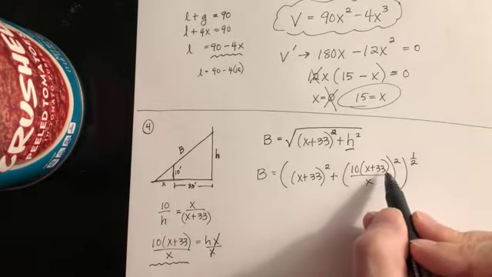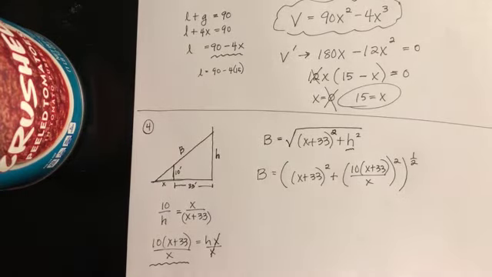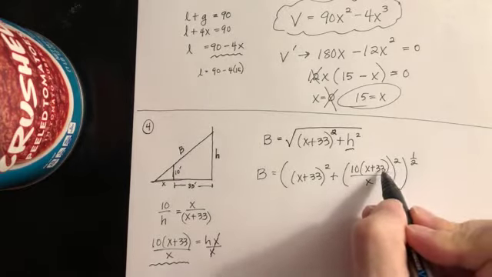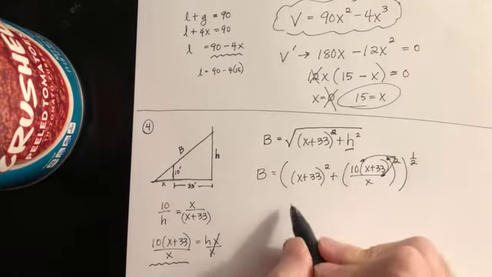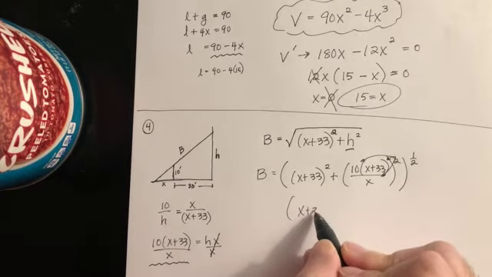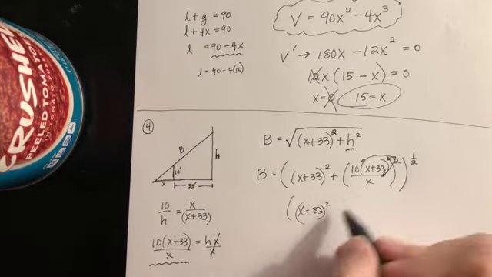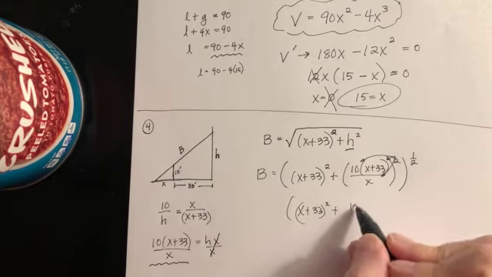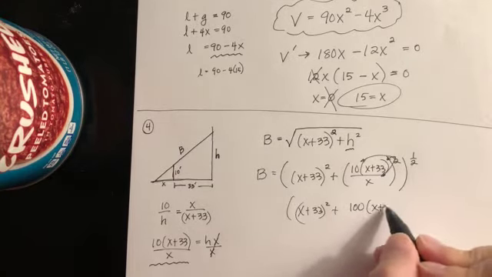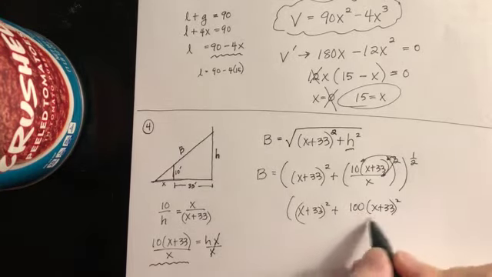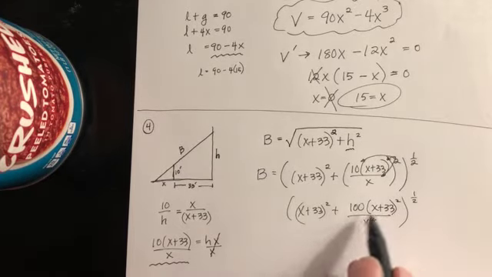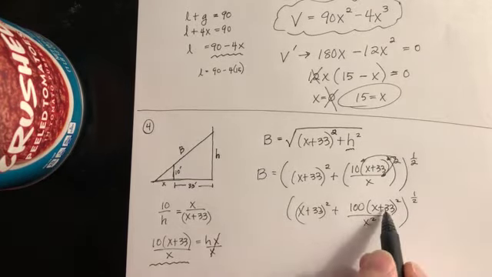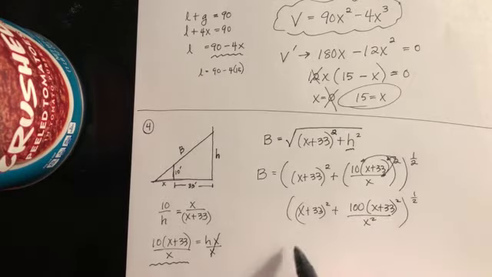So if you want to simplify this before you take the derivative, which I believe you do, you kind of want to get that 2 power to all of these things. And let's see, this is x plus 33 squared plus 100 times x plus 33 squared all over x squared to the 1/2. And now that you can see that these two terms both have an x plus 33 squared in it, you can factor it out.